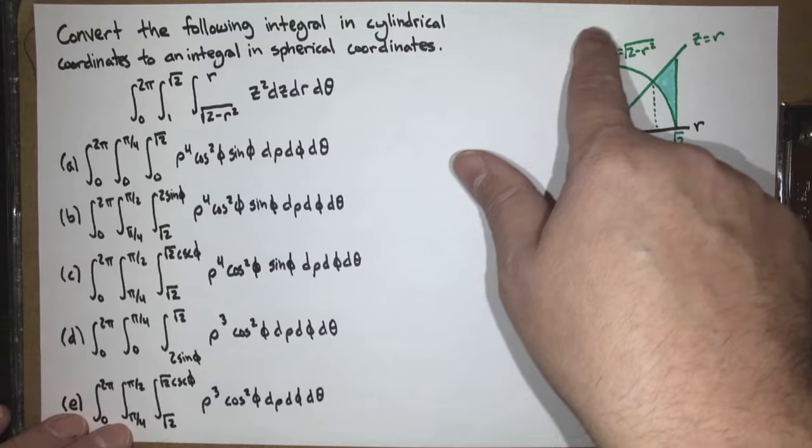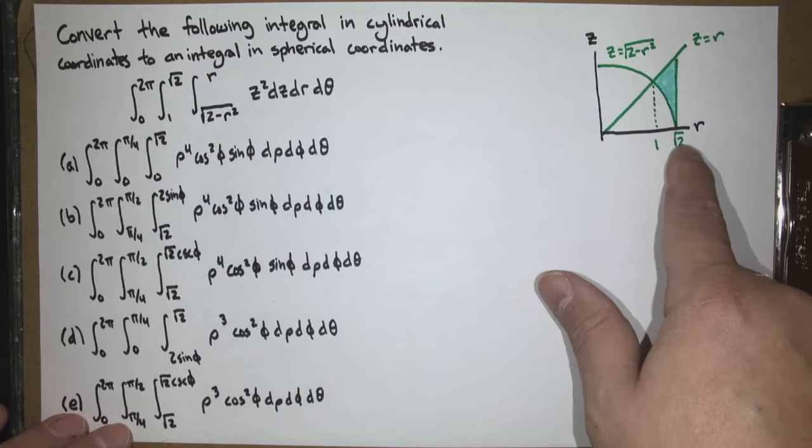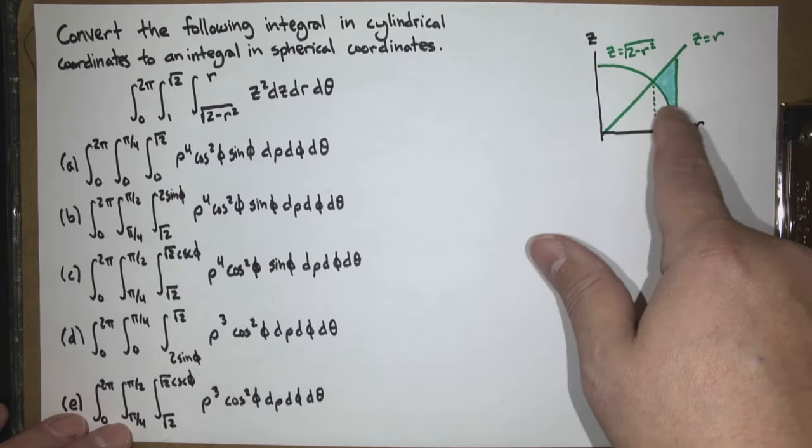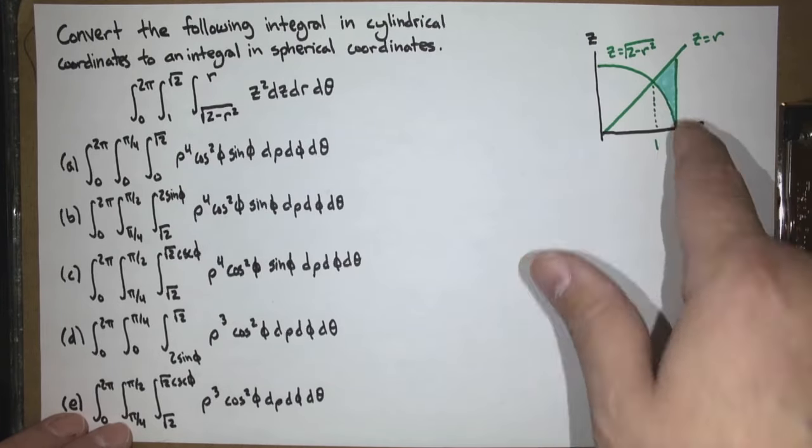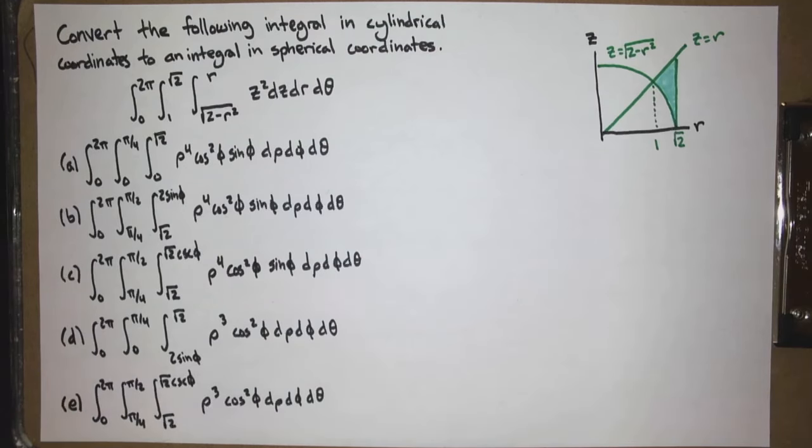And for reference, they even marked, if you think about it in terms of r and z, this is the region that you're going over in what we would call the RZ plane. So this is to help you visualize and figure things out. So we have 5 possibilities. I won't read them all.